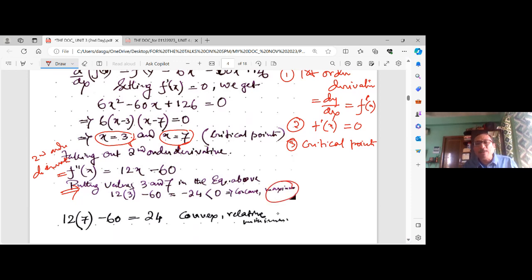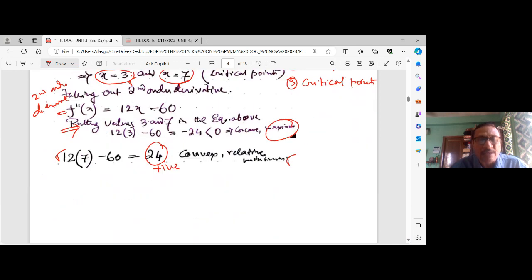And the opposite can also happen, where when you put 7 into the function, you get a positive. So this is negative and this is positive. That means you have reached a minimum point, and after that it will start rising.